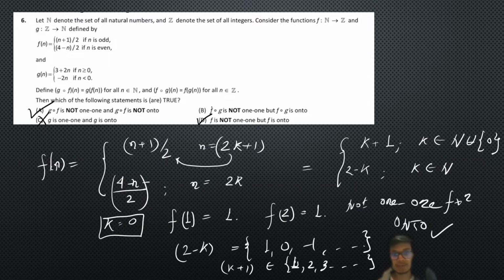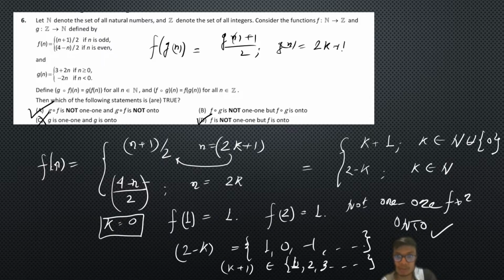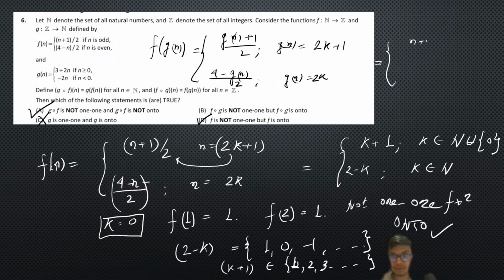Okay, and similarly, we find out f of g of n. So f of g of n is going to look like g of n plus 1 by 2 when g of n is equal to 2k plus 1, and it is equal to g of n by 2 when g of n is equal to 2k. If you put that, the functional expression is going to look like n plus 2 for n greater than or equal to 0, and n plus 2 for n less than 0. So you have both the same definitions.